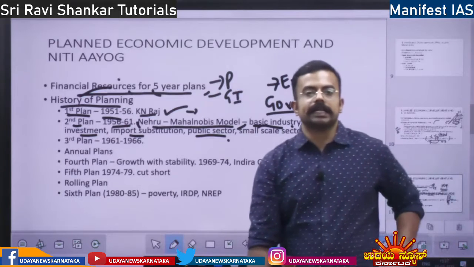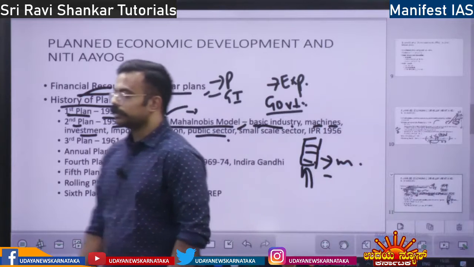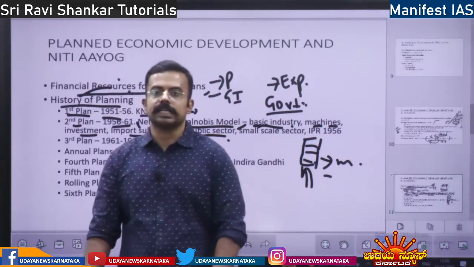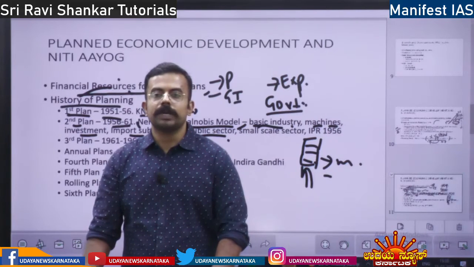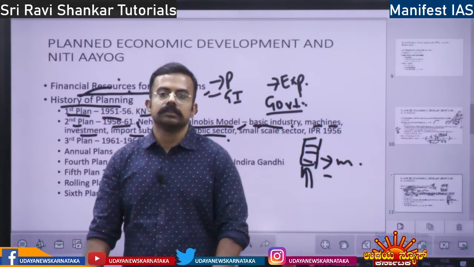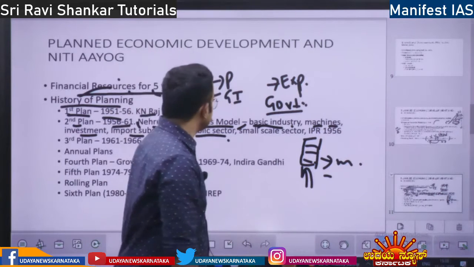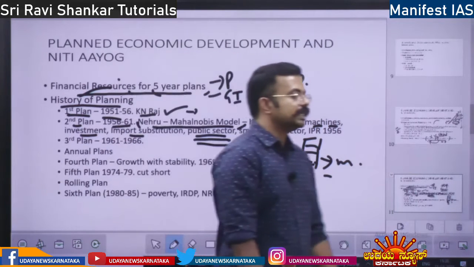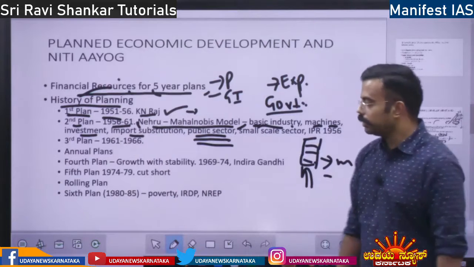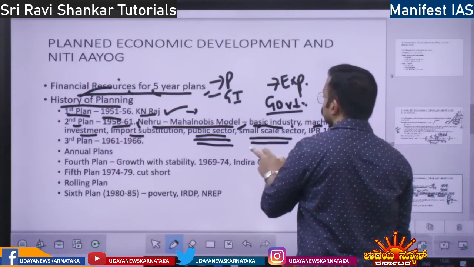Next, it focused on the public sector. What are public sector industries? We have BSNL, Oil India Corporation, Bharat Petroleum, BHEL, BEL, ONGC, HMT. All these are public sector industries. So it focused mainly on industry built in the public sector. Clear? Okay.